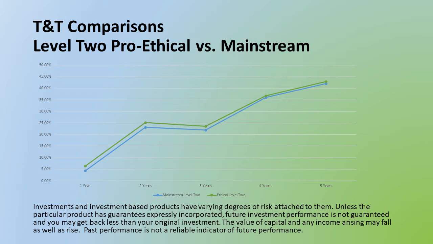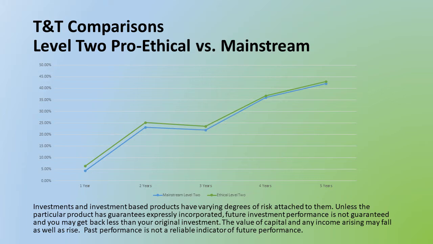I thought it would be really useful today just to show you very quickly some comparisons between our Thomas & Thomas model portfolio, both in the mainstream and in the ethical space. So rather unimaginatively, we've got our Thomas & Thomas Blue, which is our mainstream portfolio here, over 5 years. And we've also got our Thomas & Thomas Pro Ethical Level 2 over the same period of time.